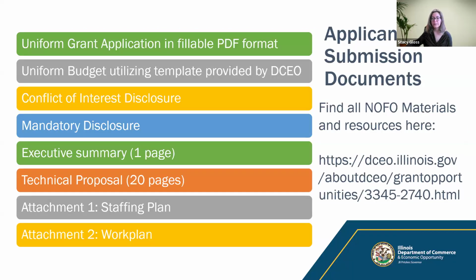As part of the grant submission package, the applicant needs to prepare all of the elements included on this screen. These materials include the uniform grant application, a uniform budget including costs for 1 year using DCEO's template, conflict of interest disclosure, mandatory disclosure, 1-page executive summary, up to 20-page technical proposal, a staffing plan as defined earlier, and a 3-year work plan that describes the design and implementation of all elements of the program defined in Section A of the NOFO. I want to repeat just one more time again here.